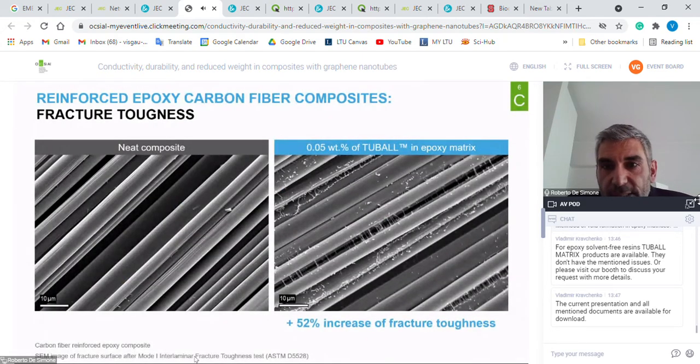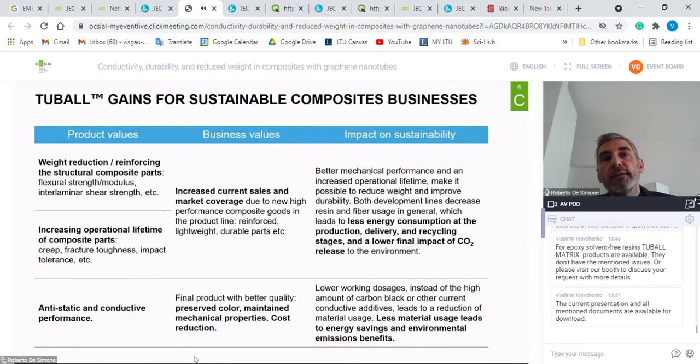Nice pictures, I would say, because it's really important to see from the microscopy point of view which kind of bridges tubal can create between the different fibers. On the left side, you can see the neat composite, and on the other side, what tubal is able to develop inside the system. So it's really, really evident that the fracture toughness can be increased, and dramatically, I would add. Words about our sustainable approach.